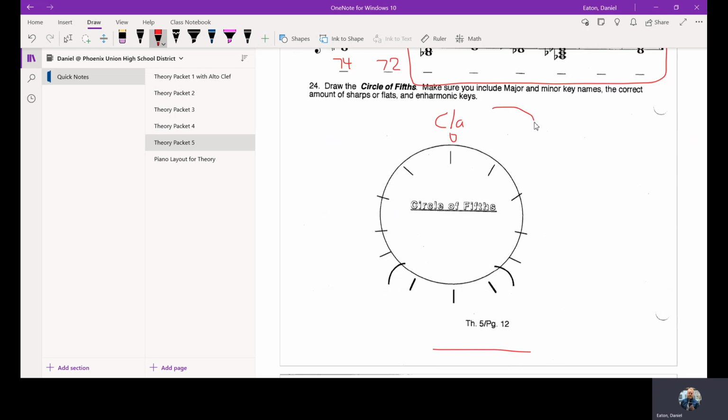Then you are going to go up a perfect fifth here. This way you're going to go down a perfect fifth. Okay, so this will be G major, this will be F major. I'm not going to give you anything more than that because you should know this chart.